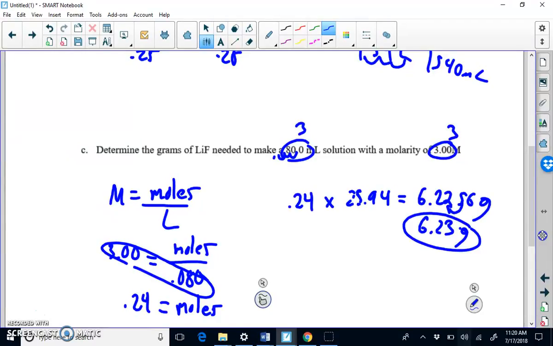Now you have to be careful. Sometimes they just might want moles, so you have to look at what they're asking there. But I think that's it.